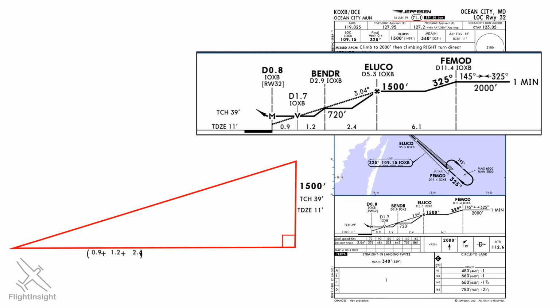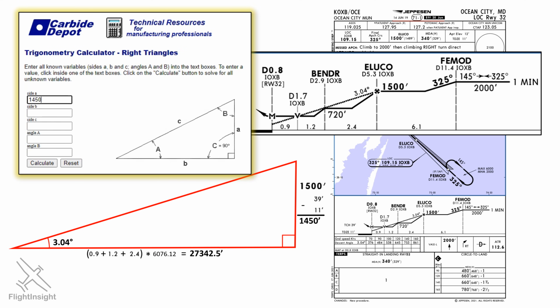We'll need to convert nautical miles to feet to get the distance of 27,342.5 feet. We could use a trig calculator like this online one to go from there and figure out the descent angle. It's about 3.04, just as indicated on the plate. Now, admittedly, we've gotten a little geeky about this here, and you won't have to be computing these yourself, but it's just a good way to see what factors go into these descent rates.